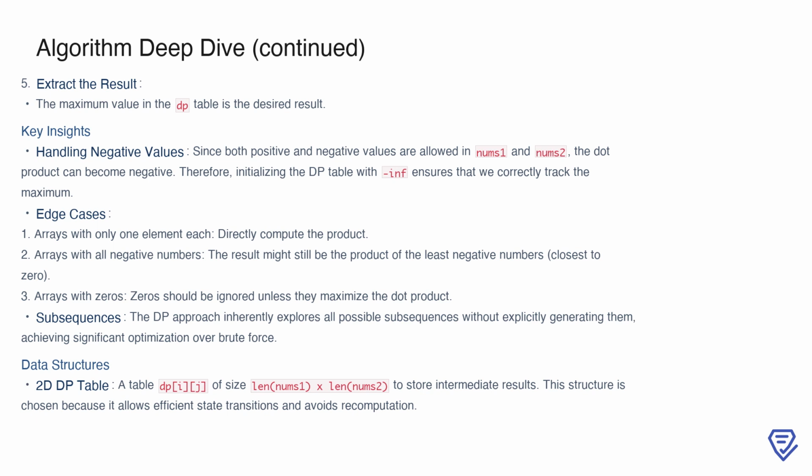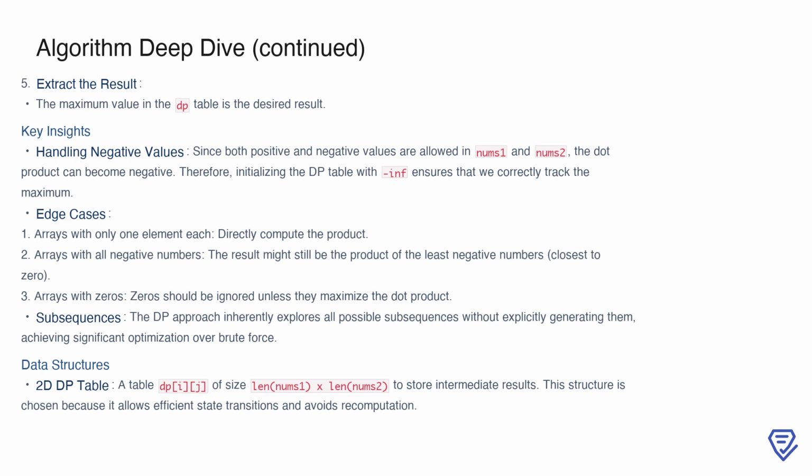For instance, if nums1 and nums2 each contain only one element, the solution is simply their product. If both arrays consist of all negative numbers, the result is the product of the two least negative numbers, as they are closest to 0. When zeros are present, they are ignored unless their inclusion maximizes the dot product.